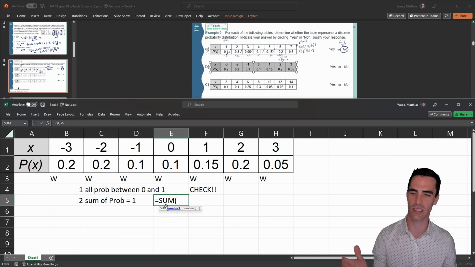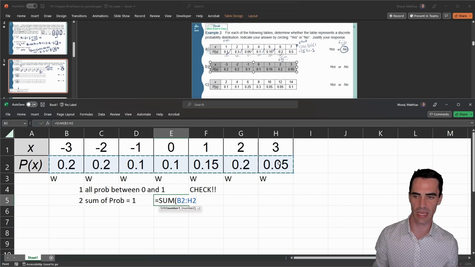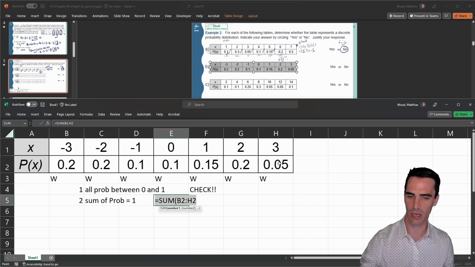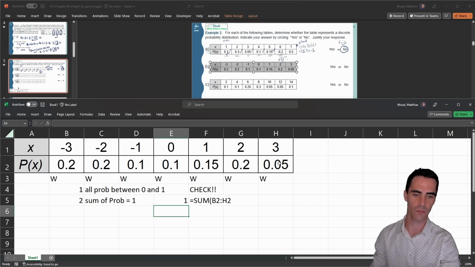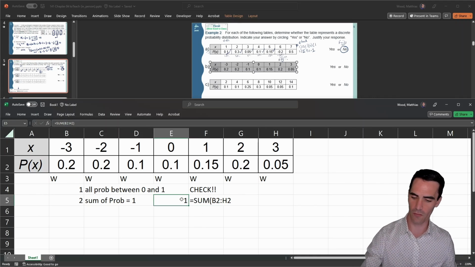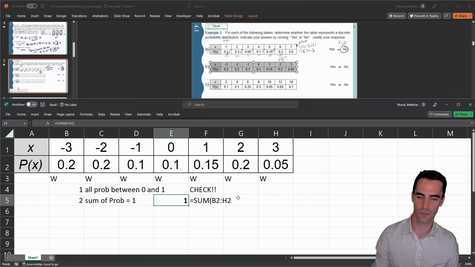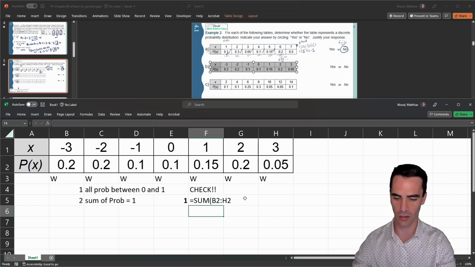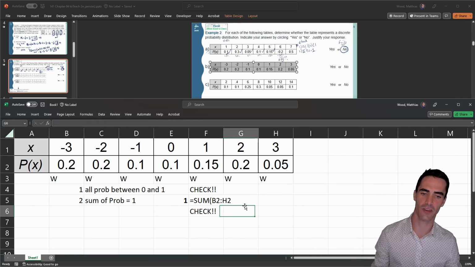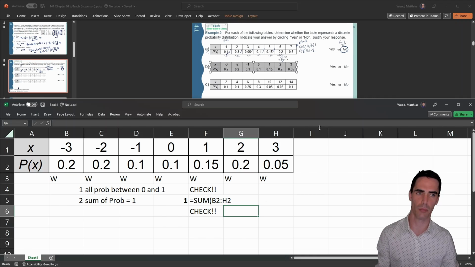It says, look, what would you like to sum up? I can simply go hover over, and I can select, click and drag all of my different cells all the way from B2 to H2. Let me copy that over so we have it for reference. And there it is. The sum of all my values is equal to 1. Another big, I'll write it here, check. Satisfies both of those conditions, no problem.